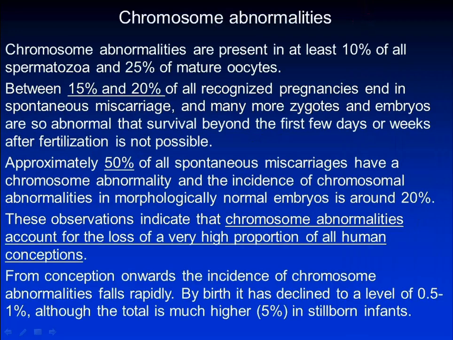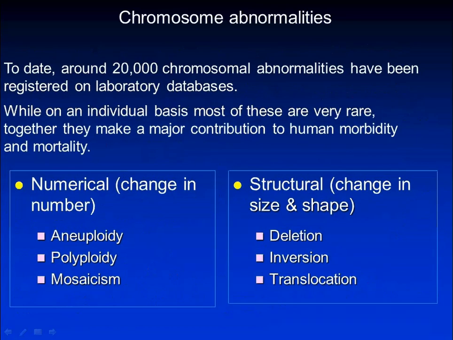Between 15% and 20% of all recognized pregnancies end in spontaneous miscarriage. About 50% of all spontaneous miscarriages have a chromosome abnormality. These results indicate that chromosome abnormalities account for the loss of a very high proportion of all human conceptions. Today, around 20,000 chromosome abnormalities have been registered in laboratory databases.